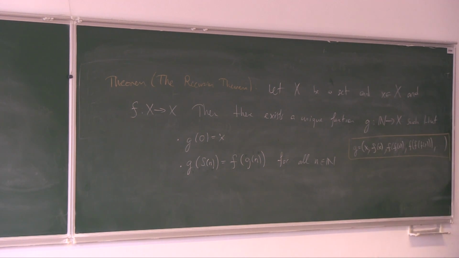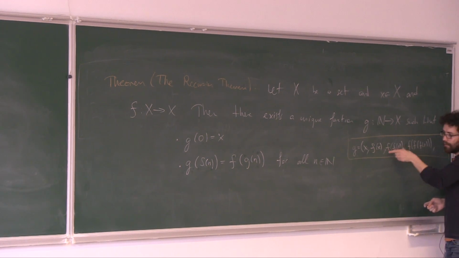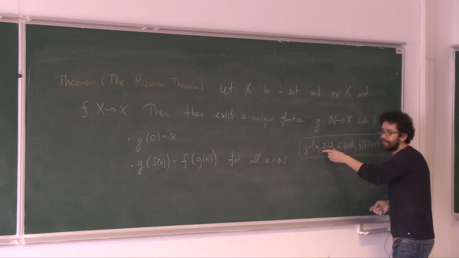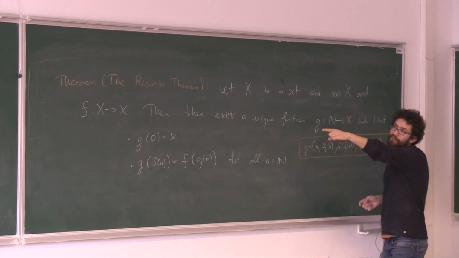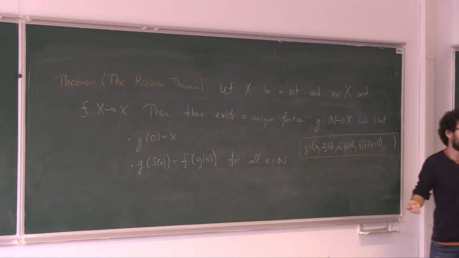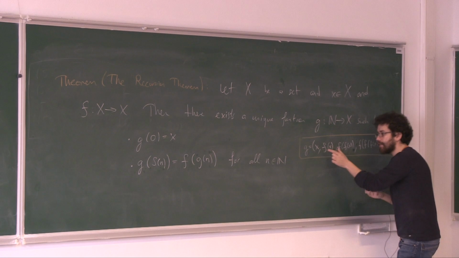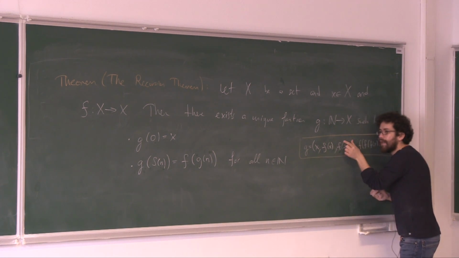Now, why is this called the recursion theorem? Because, you see, the value of g is computed recursively. In order to find the value of g at this point, you have to use its value over here. This f is kind of the recipe. It tells you what to do.